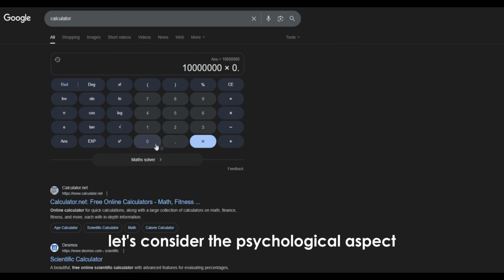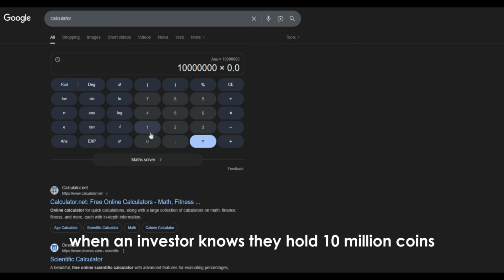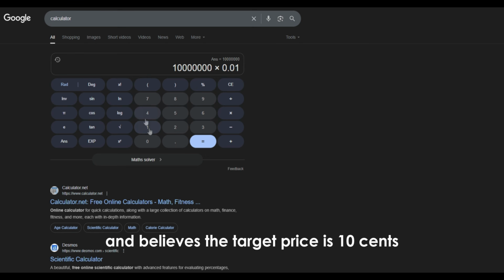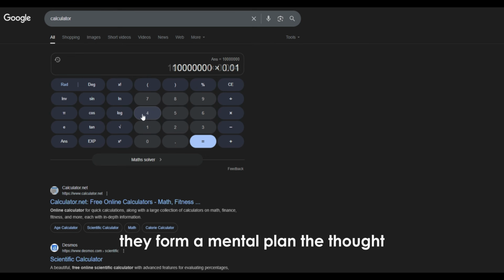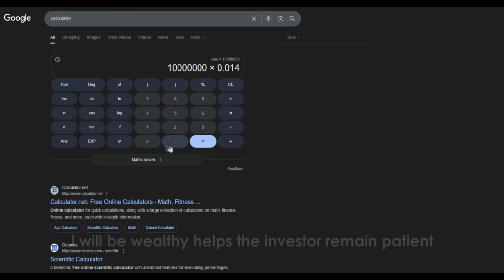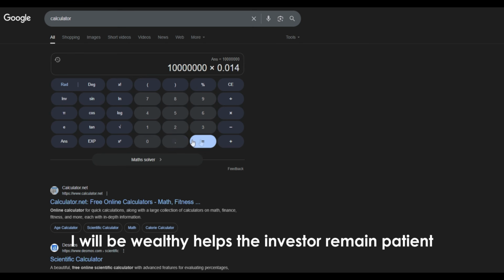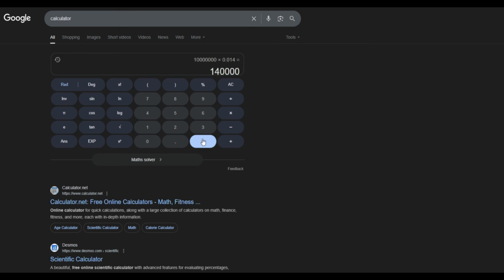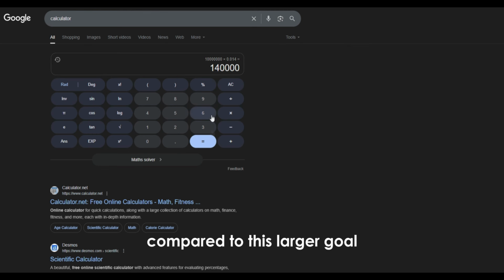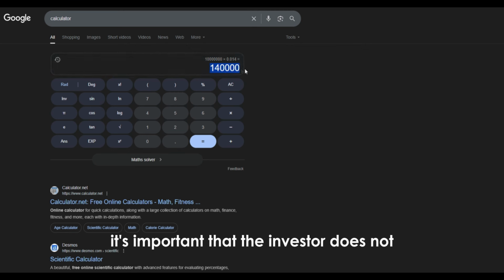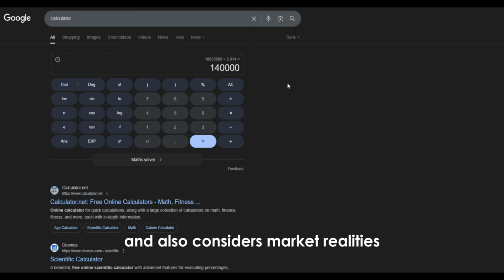Let's consider the psychological aspect. When an investor knows they hold 10 million coins and believes the target price is 10 cents, they form a mental plan. The thought, if the price reaches the target, I will be wealthy, helps the investor remain patient through market fluctuations. Short-term drops seem minor compared to this larger goal. The investor maintains his position motivated by the long-term target. However, it's important that the investor does not become blindly attached to this target and also considers market realities.